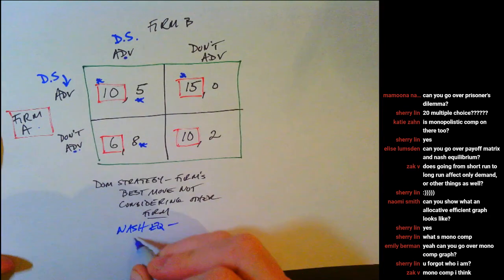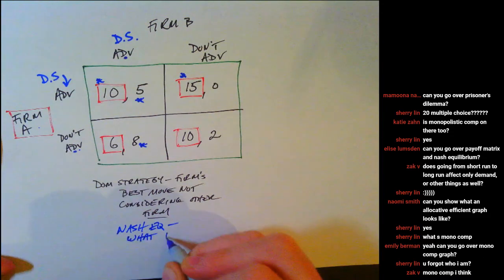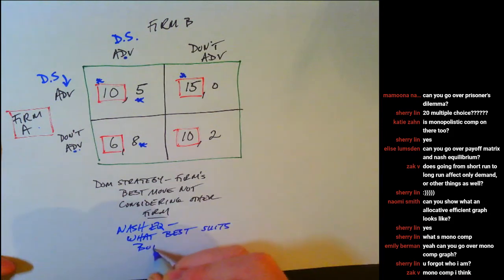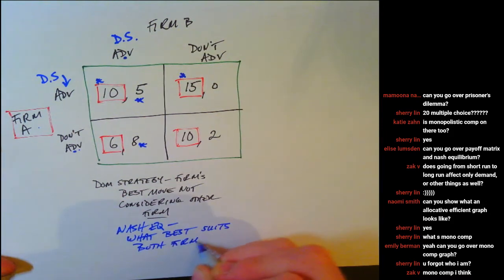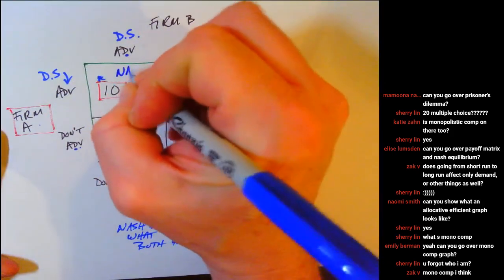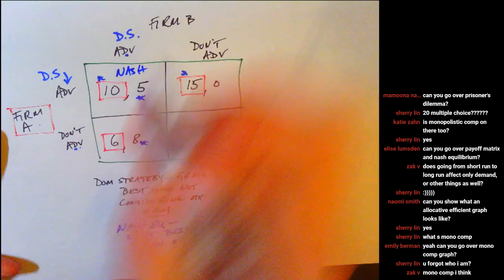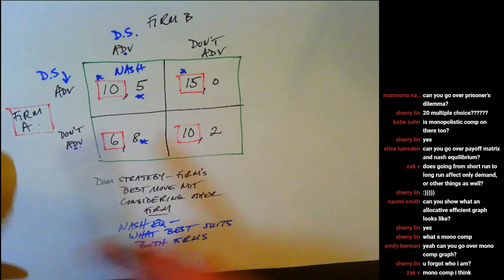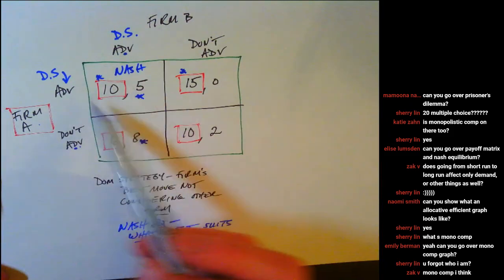Because a Nash equilibrium is what best suits both firms. Okay, so they're looking out for each other's interest. This is your Nash equilibrium right here. So the 10 and the 5. And what's interesting here, this does give you the most profit.